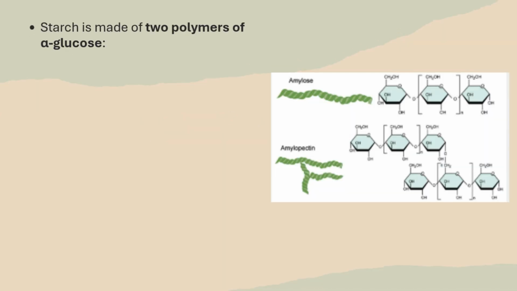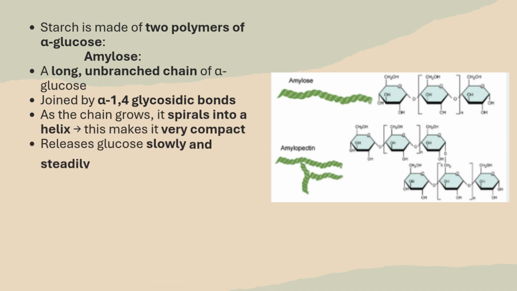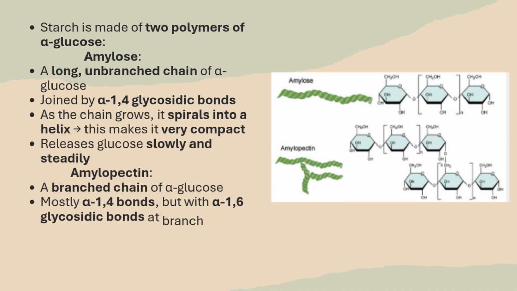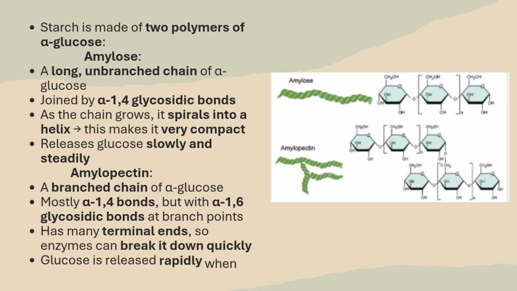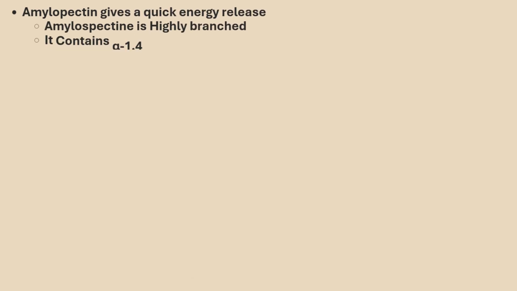Starch is made of two polymers of alpha-glucose. 1. Amylose, a long, unbranched chain of alpha-glucose, joined by alpha-1,4 glycosidic bonds. As the chain grows, it spirals into a helix. This makes it very compact. It releases glucose slowly and steadily. 2. Amylopectin, a branched chain of alpha-glucose. Mostly alpha-1,4 bonds, but with alpha-1,6 glycosidic bonds at branch points. It has many terminal ends, so enzymes can break it down quickly. Glucose is released rapidly when needed. Amylopectin gives a quick energy release.